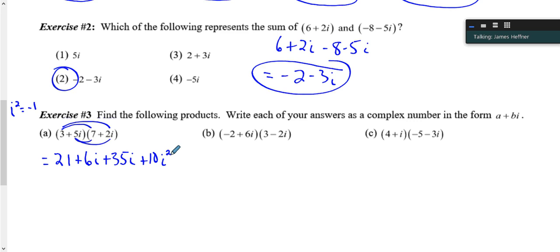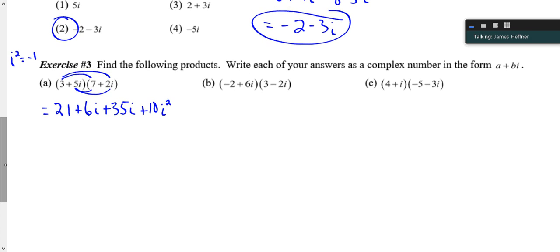Let's start combining like terms. You see that i squared over there? We'll handle that in a second. The real part of this is what? There's only one real number here, and it's 21. Plus 6i plus 35i is 41i. And this is 10 times what, actually? 10i squared, so 10 times -1. So this is 21 plus 41i. Wouldn't it be minus 10?